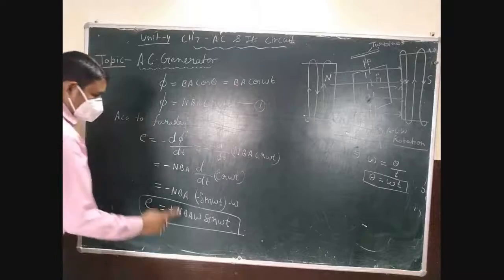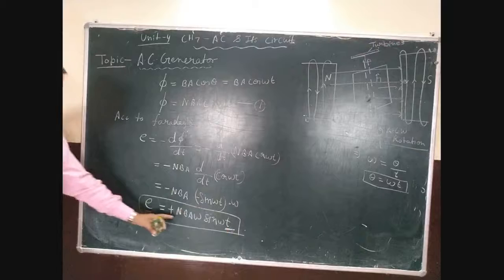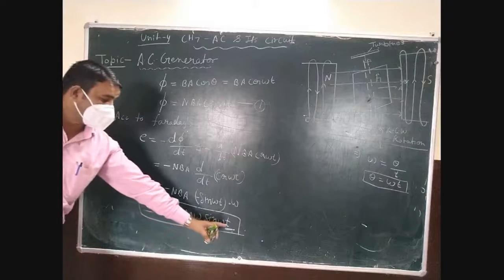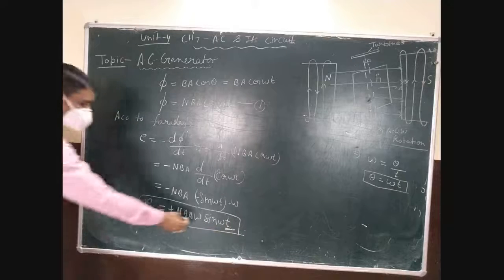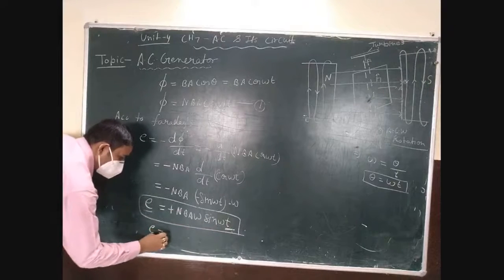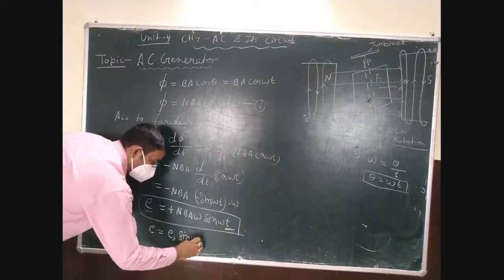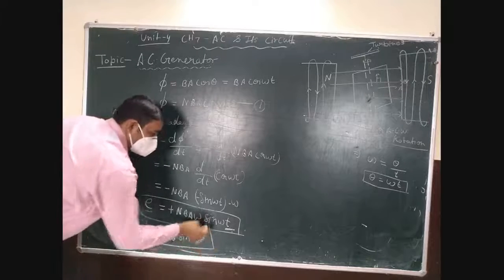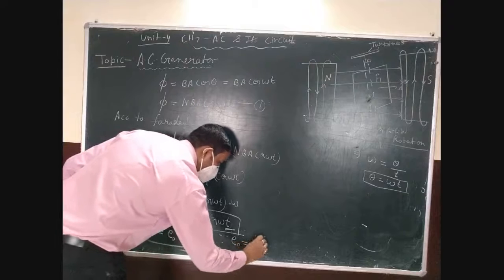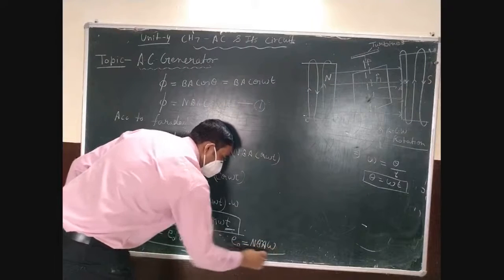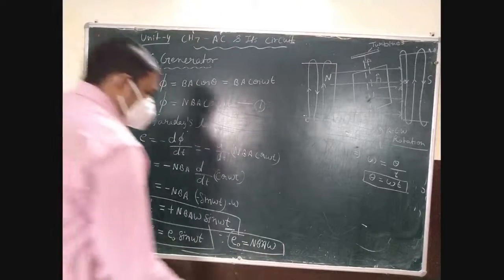Now this E is depending on time because the rest of the things are constant. So as the time changes, we find this E also changes. Now here we write that E is equal to E naught sin omega t, where E naught is equal to NBA omega and is called the AC generator constant, or you can say generator constant.